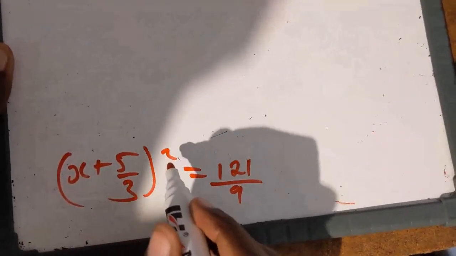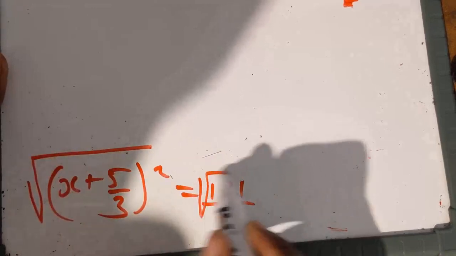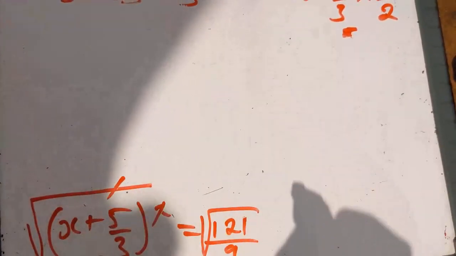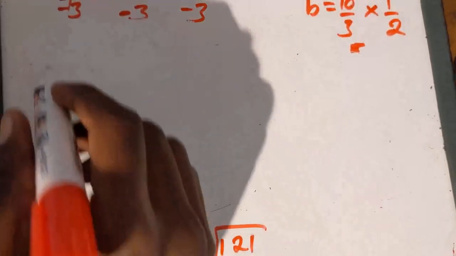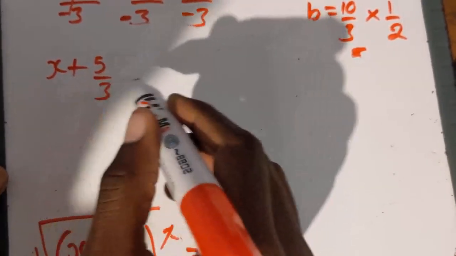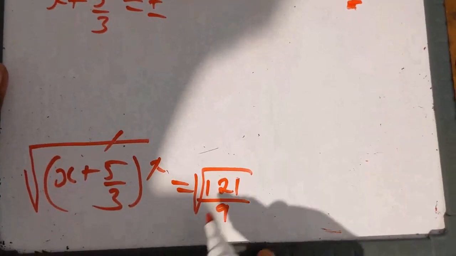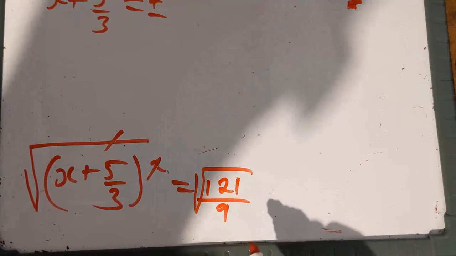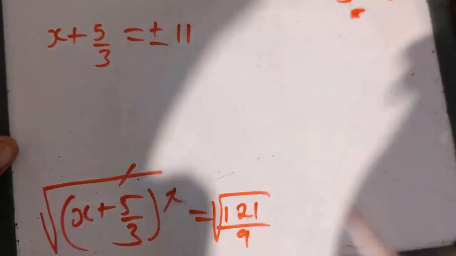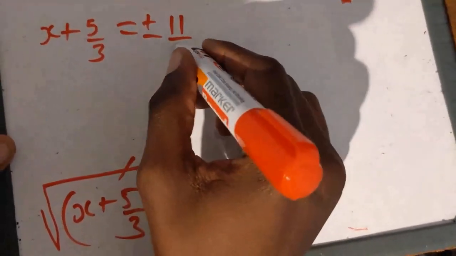So we need to get rid of a square, right? Okay, we need to get rid of a square, meaning that we introduce a square root on both sides. So this goes with that, meaning that we are going to have this, just copy x plus 5 over 3. Then it will be equals positive or negative. Okay, so we are looking at this. So what is the square root of 121? It is 11. Okay, it is 11 over the square root of 9. It is 3.